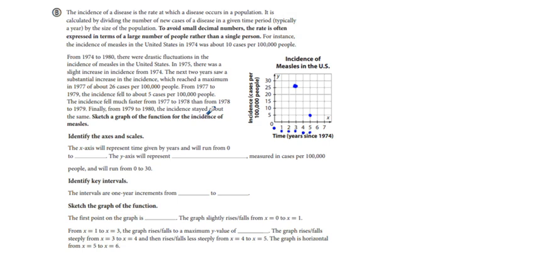The incidence fell much faster from 1977 to 78 than from 1978 to 79. So how do you estimate what they are? We're not given information here, but we know that we fell much faster in this interval between 77 and 78.